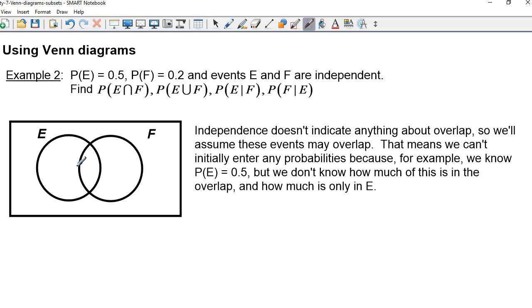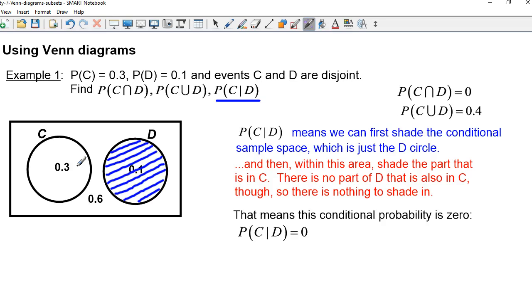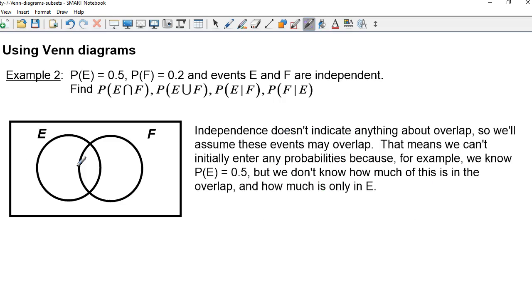Okay, so Venn diagram, if we have disjoint events, it's easy to draw one. We just draw the events so they don't overlap. What if, in this example, we're given two different events, probability of E, which is 50%, probability of an event F, which is 20%, and the events E and F are independent. And we want to find the probability of E and F, E or F, E given F, and F given E.